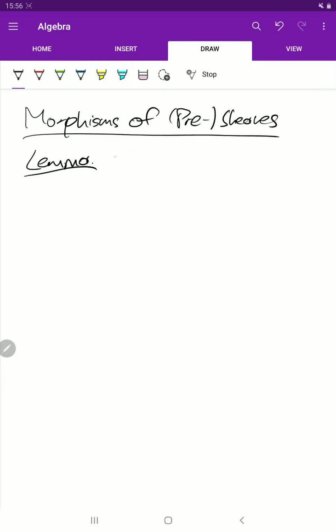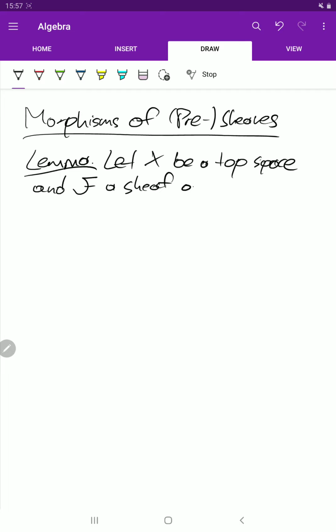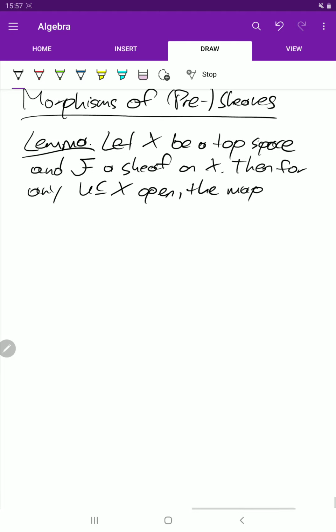So let's take a topological space X and a sheaf F on X, and the claim is that for any open set U in X, the following map is injective. Let's call it rho U. So this goes from F of U.